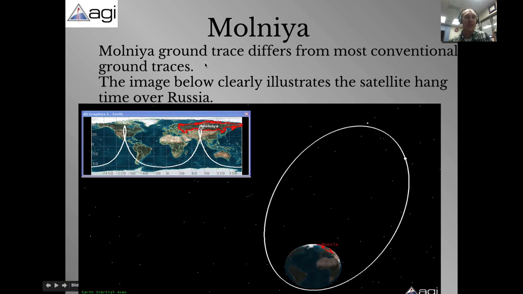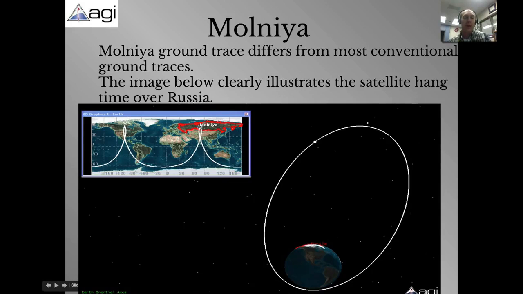As you are watching this, it says Molniya ground trace differs from most conventional ground trace images. The image below clearly illustrates the satellite's hang time over Russia. As you're watching this, you're seeing that when it's over Russia, that ground trace shows that it's there for a long period of time, because in that orbit, when it's way, way, way up there, it's always sort of pointing at the north. So that's why it appears on the ground trace to be moving slow.